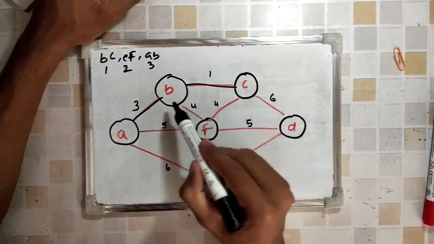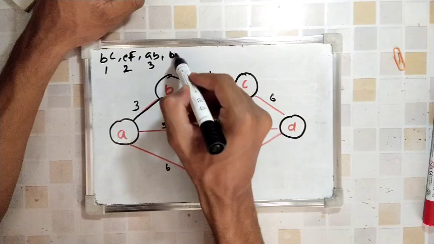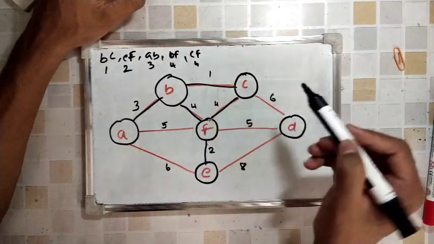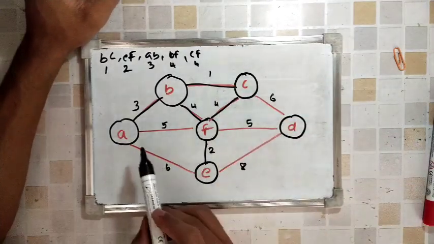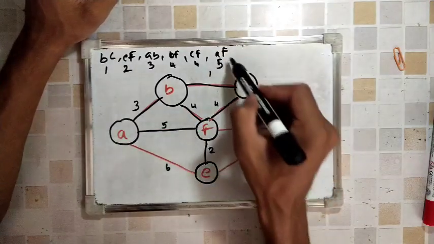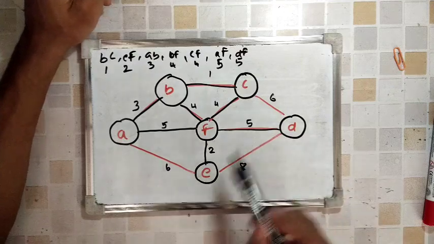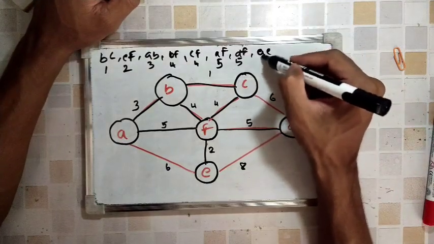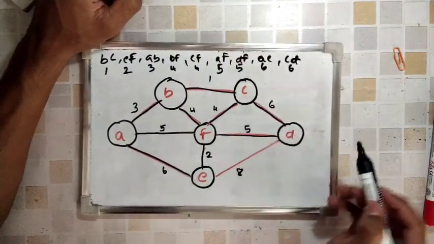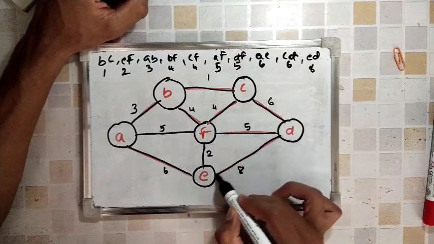Then for 4 we have two edges: B to F and C to F. First I will write B to F, that is 4, then C to F, that is 4. You can write F to C also, that is not a problem. Then after 4, 5: A to F is 5, then D to F is also 5. Remaining 6: A to E is 6, and C to D is 6. The last one is D to E, sorry, I missed it.